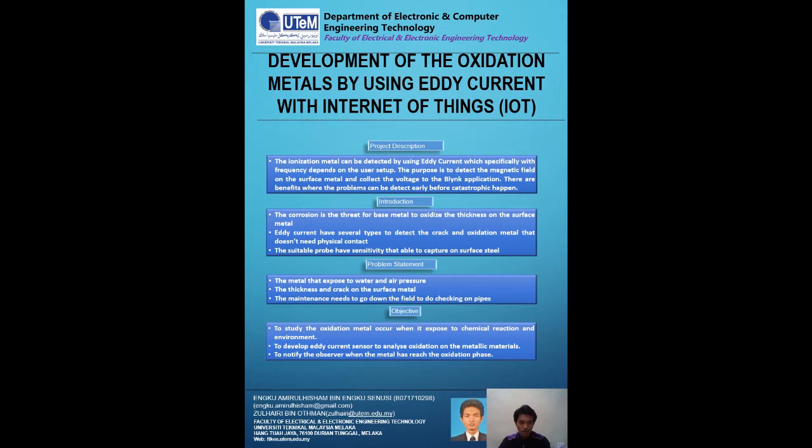So the next is objective, which is to study the oxidation metal, which is base metal, that occur when it exposed to chemical reaction and environment. Next is to develop eddy current sensor to analyze oxidation on the metallic materials. And then lastly, to notify the observer when the metal has reached the oxidation phase.